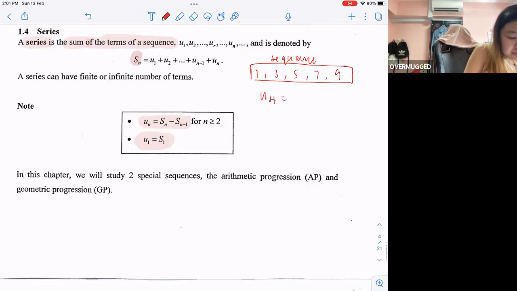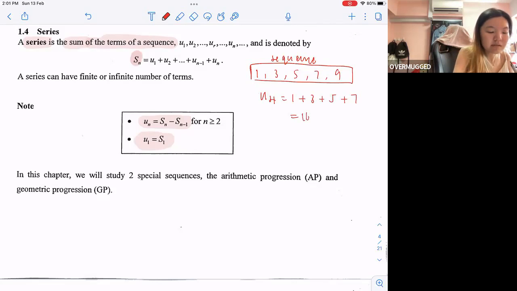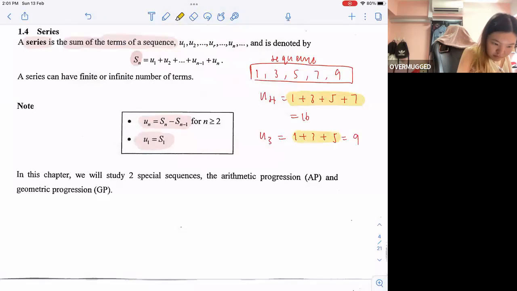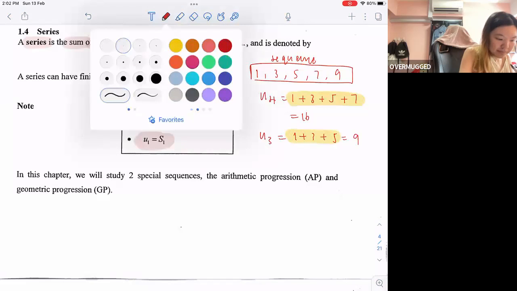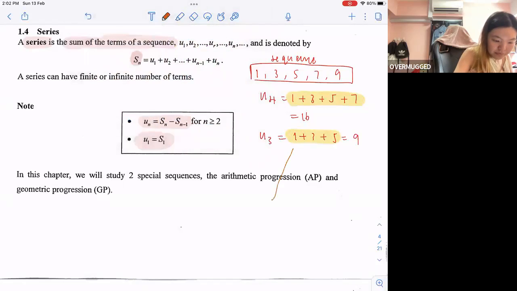Okay. My sum of 4 terms will be 1 plus 3 plus 5 plus 7, which if you go and calculate will be 16. Okay. My sum of 3 terms will be 1 plus 3 plus 5, which will be 9. Okay. You can also do a direct comparison of these two over here. Then it's very clear, right? You can see that from here, right? Okay. Let's use another color.